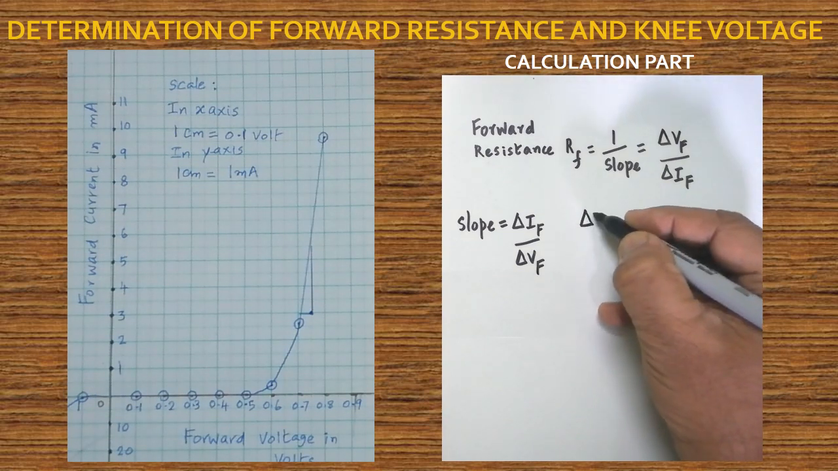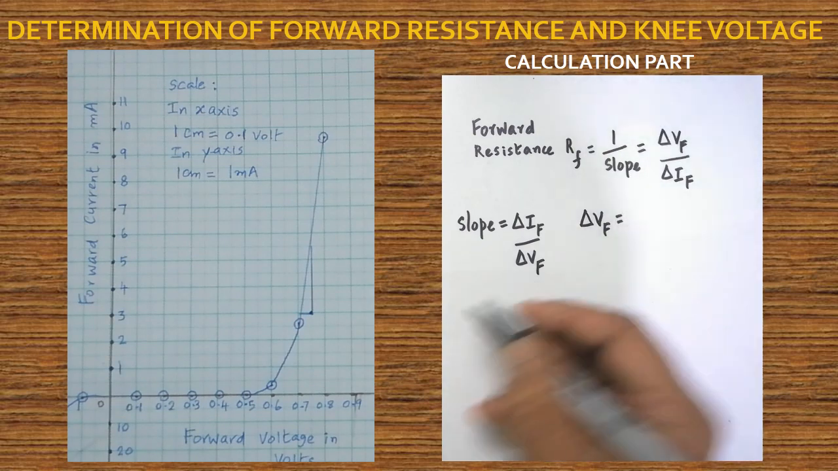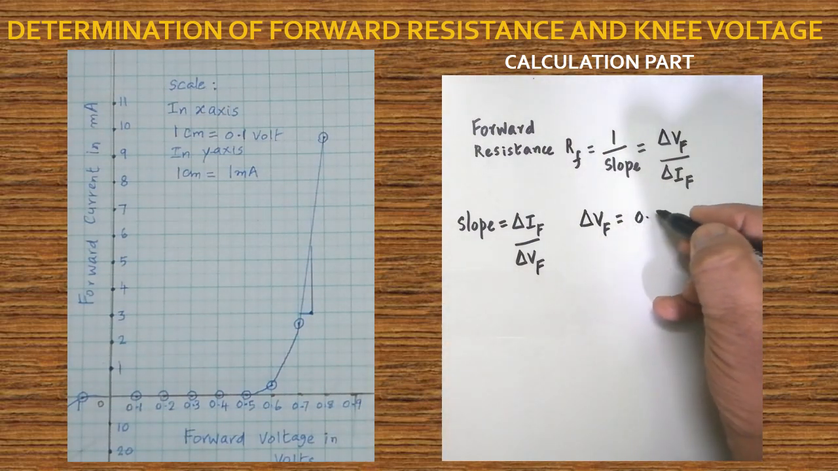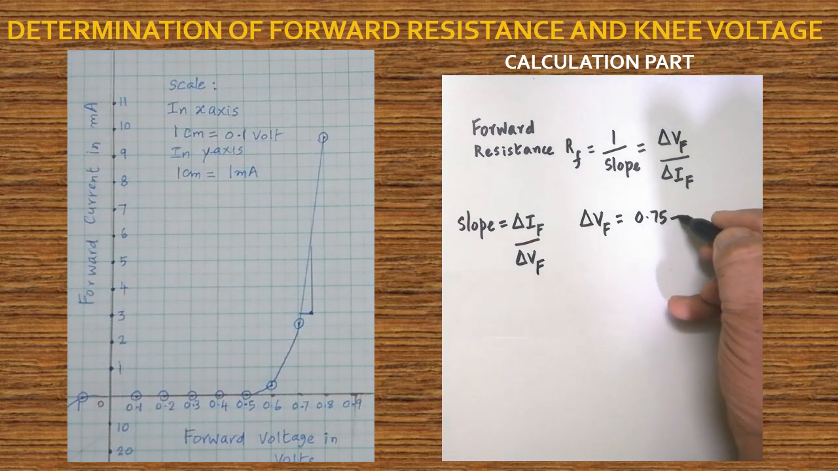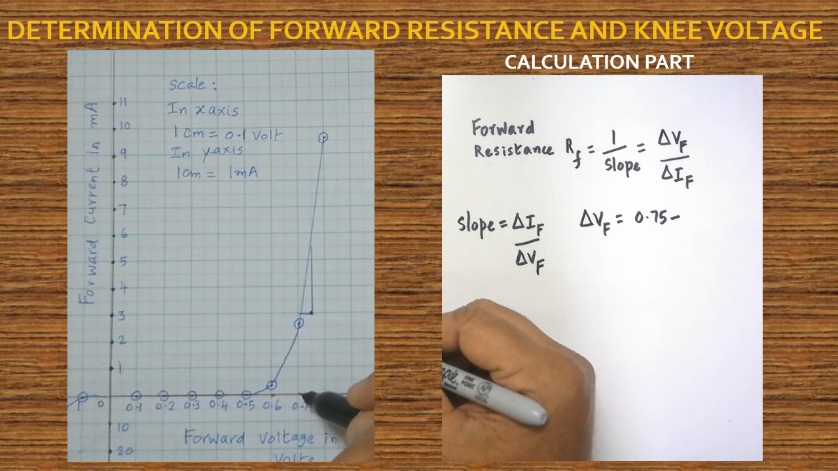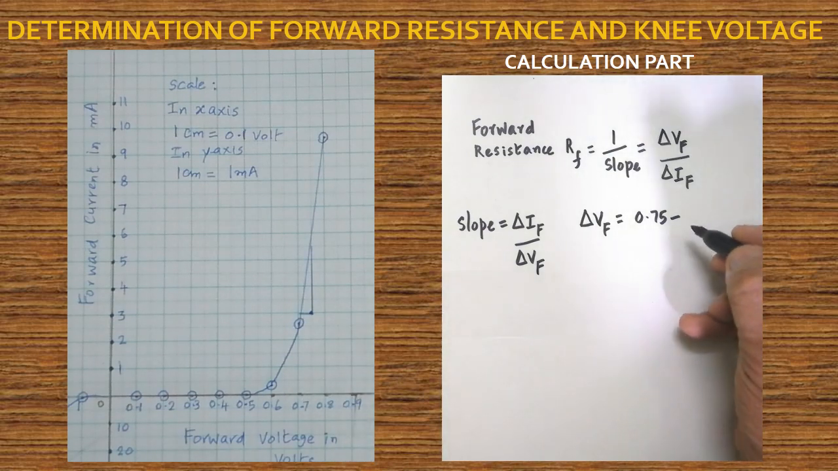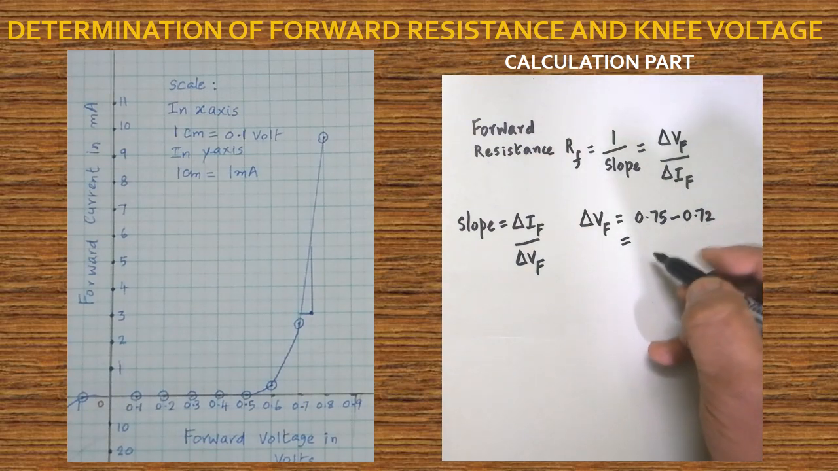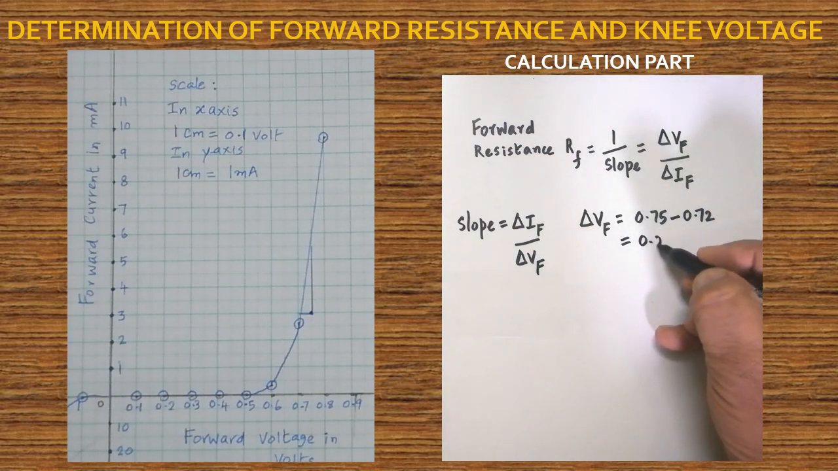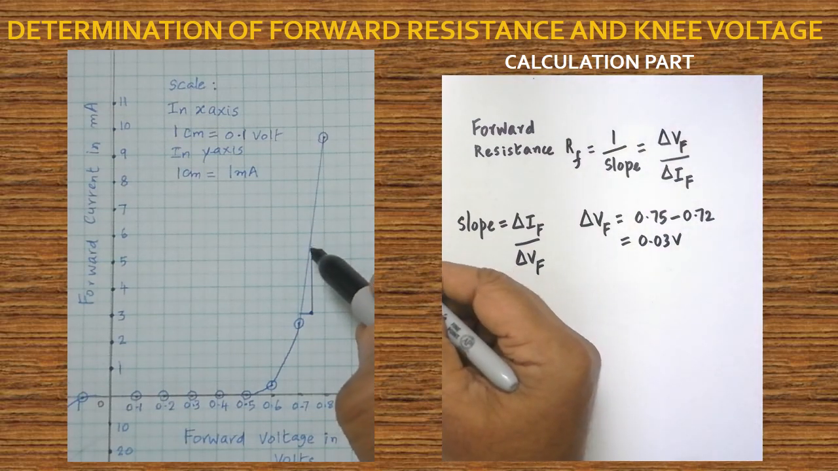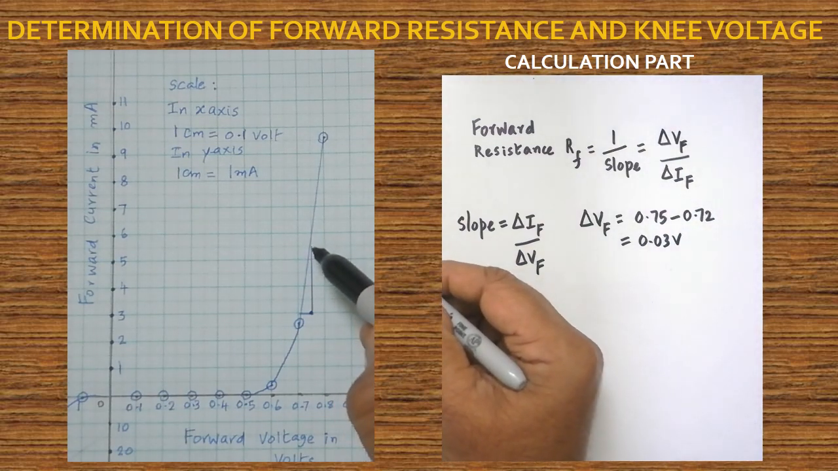Del VF. How to find out? Look at the reading here. 0.75 minus, extend the line and find out what is the reading here. 0.72. The difference is 0.03 volt.